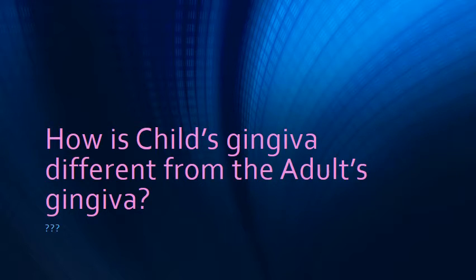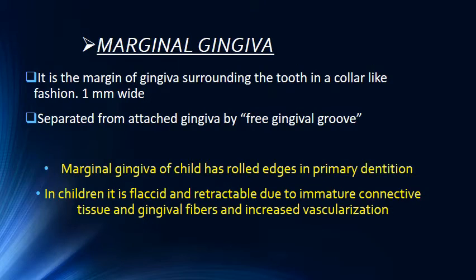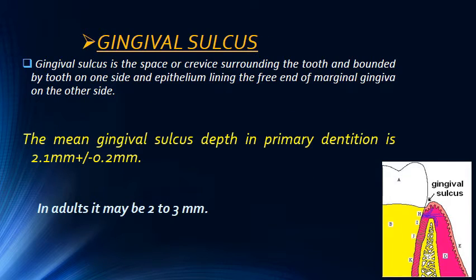Now let us see the differences. Marginal gingiva of a child has rolled edges, everted edges, in primary dentition. It is more flaccid, it is more retractable due to immature connective tissue, and the gingival fibers are also immature, and increased vascularization is also there. Gingival sulcus is at the most 2 to 2.1 mm in depth in a primary dentition, and in adult it is more.